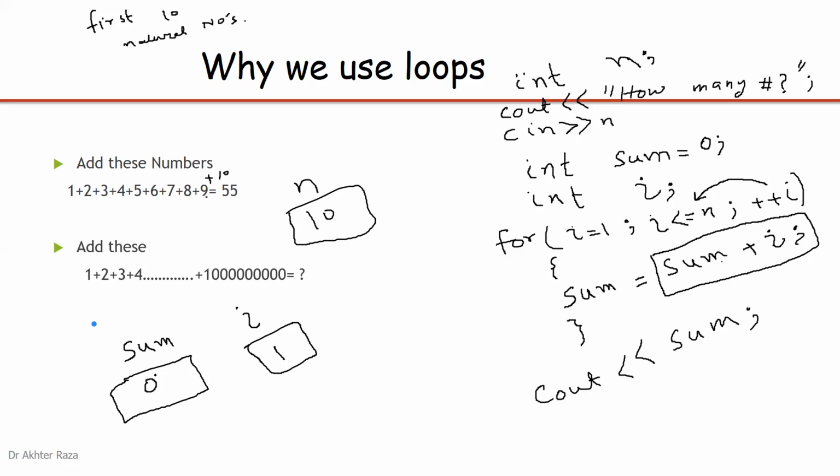Currently the value of sum is 0 and the value of I is 1. So 1 and 0 will be added and stored in sum. So the new value of sum becomes 1. Then it comes to the bracket and moves to plus plus I. Plus plus I will increase the value of I to 2. Then sum and I will be added, 1 plus 2, and the answer will be 3.